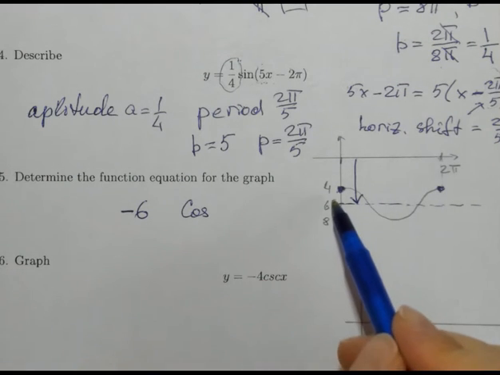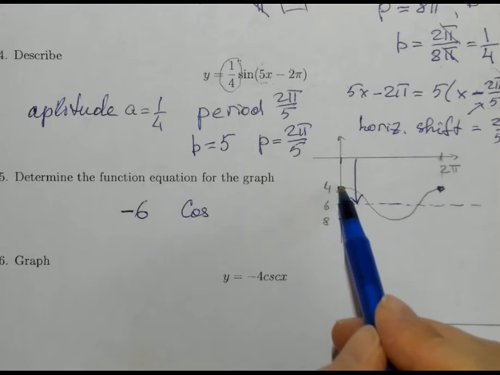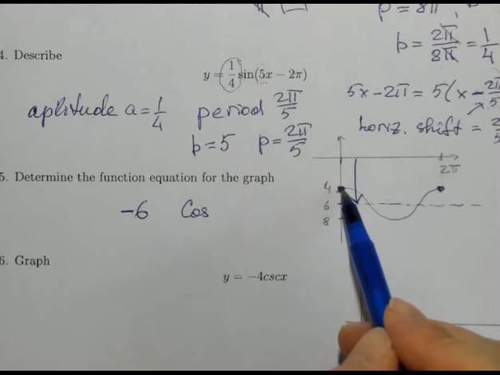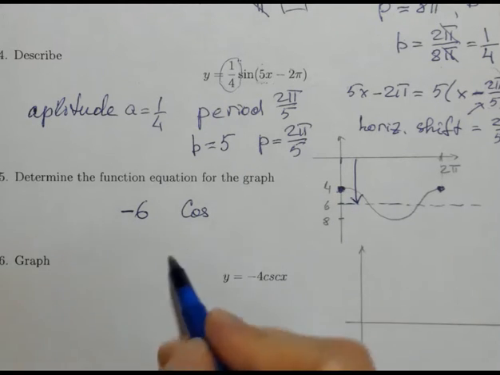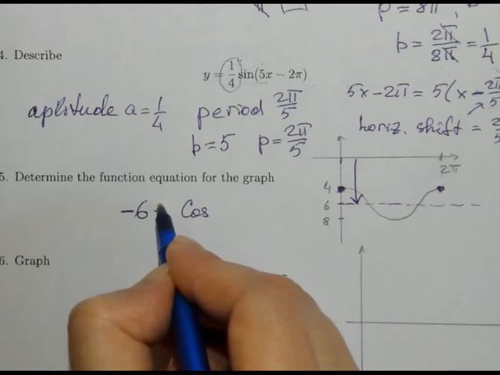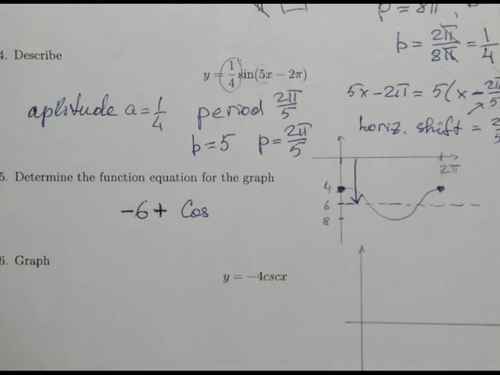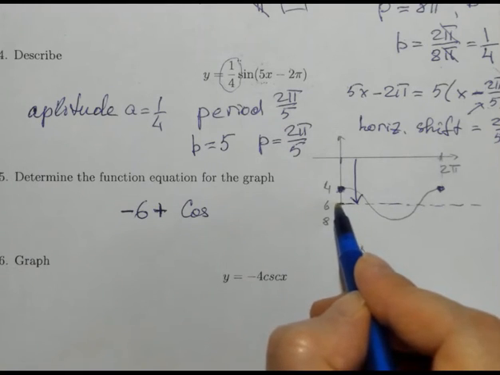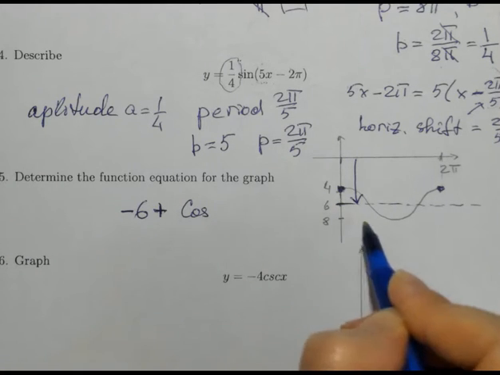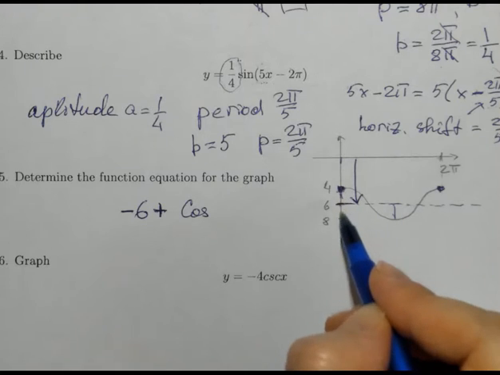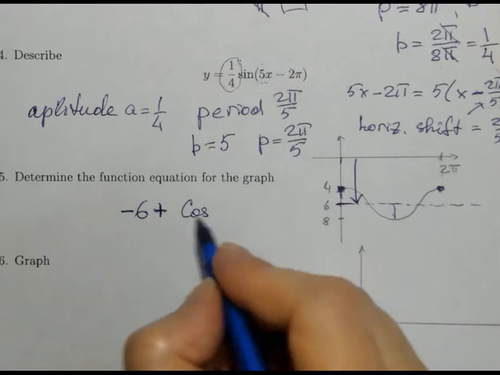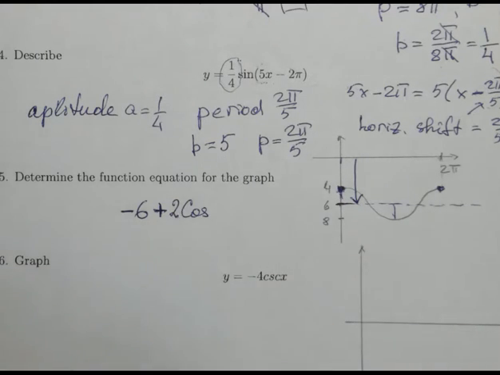The cosine itself is positive since it starts from a maximum. So it is not negative cosine, it's positive cosine. It must be plus here. What about the amplitude? The amplitude is the distance from the middle line to the maximum or to the minimum. This is the amplitude. 6 minus 4 is 2, or 2 cosine.